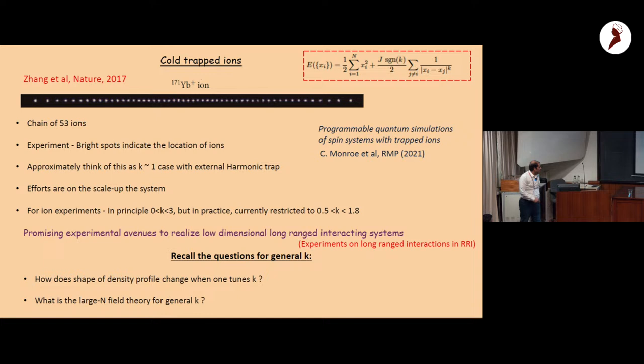And can I get these kind of profiles from some saddle point equations of a large n theory? Okay, so this is the first set of questions, and of course later we will ask more questions. Are there any questions so far?